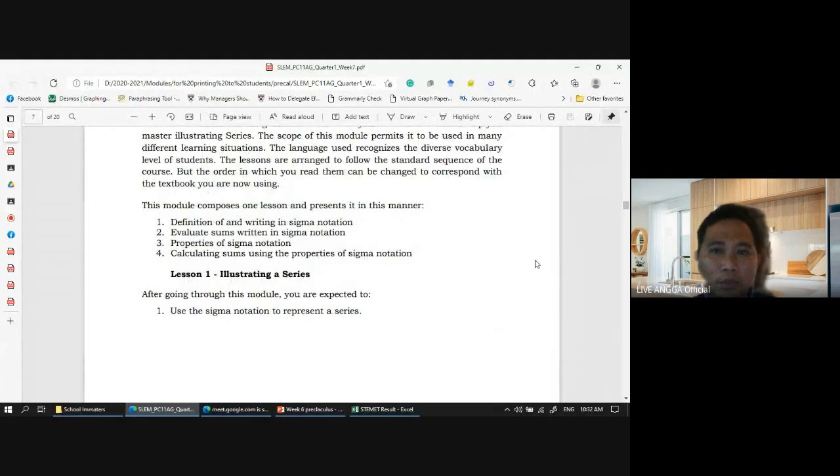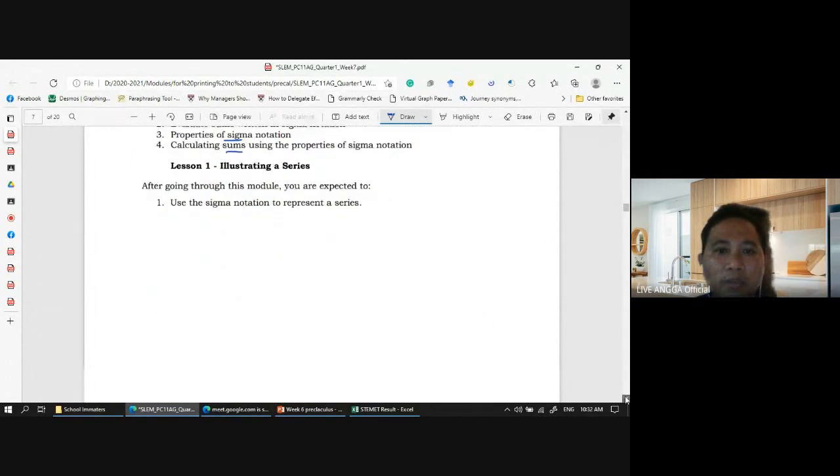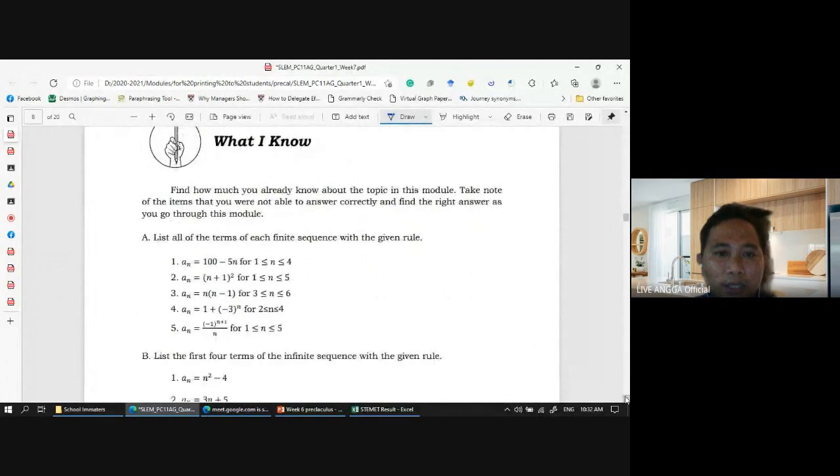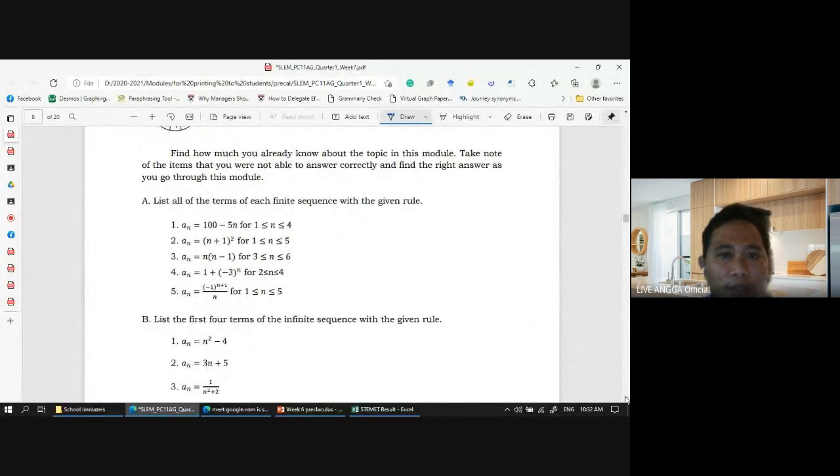Actually, madali lang ang module 7. We are going to use the sigma notation, and then properties of sigma, then calculating sums, illustrating a series. So when we say series, it is a sum of sequences. So list all of the terms of each finite sequence given with the rule.